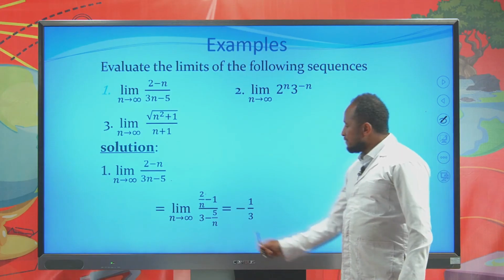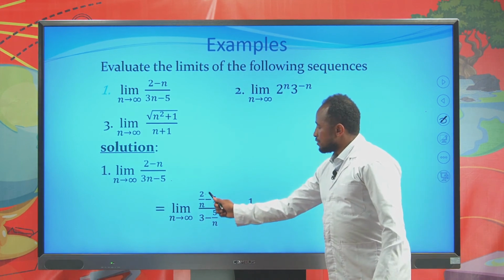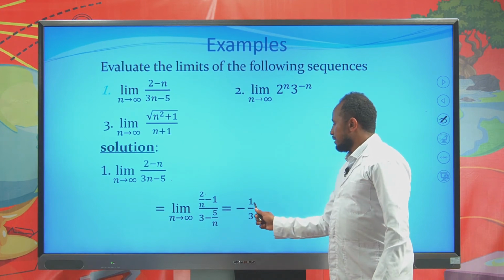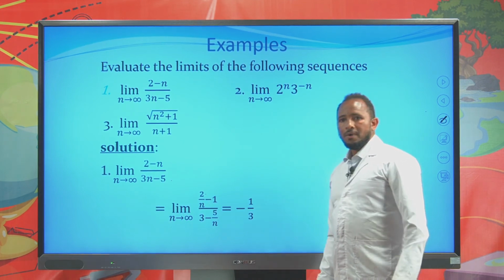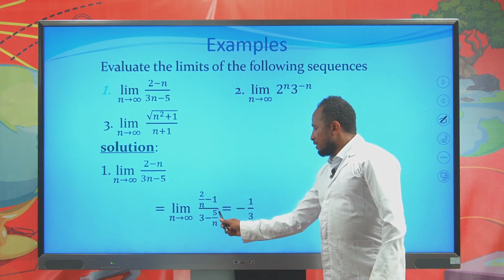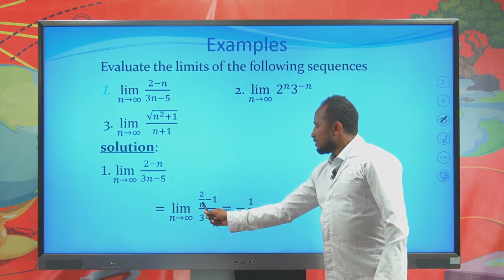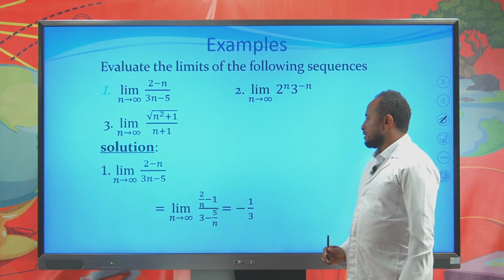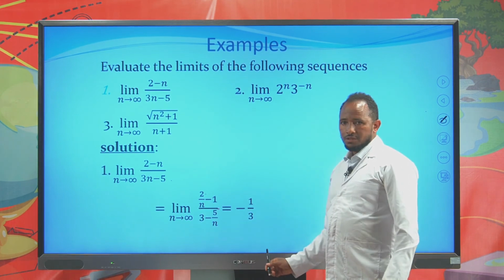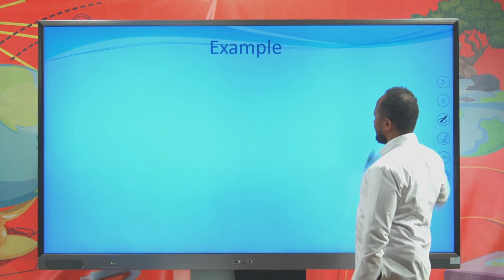So at infinity, when n goes to infinity, this result goes to 0. 2 over infinity is 0. So 0 minus 1 is minus 1, divided by the denominator part, 3 minus 5 over n. When n goes to infinity, this number goes to 0. So the limit of this sequence as n goes to infinity will be negative 1 over 3. This is the answer. Now let's continue to the second example.